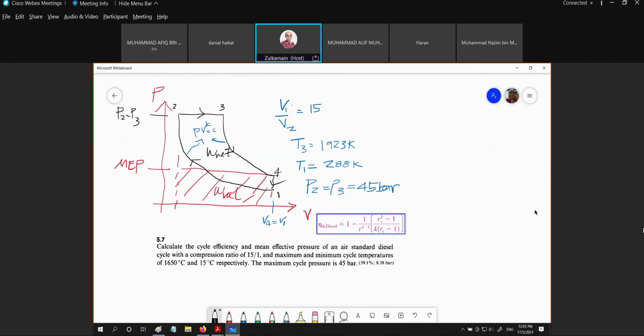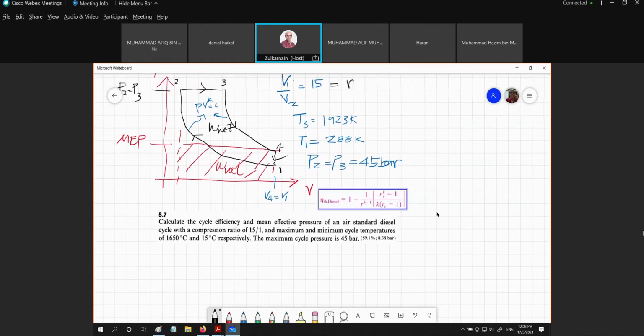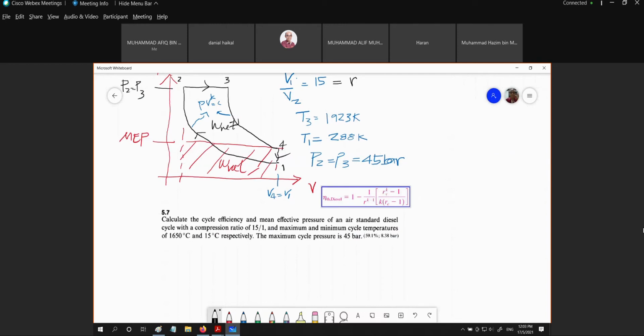So what is the R value? The R value is given as 15. Okay. What is RC? For RC, we need to get V3 over V2. The value of RC is equal to V3 over V2. And if we look at the process of 2 to 3, what do we have right here in terms of the ideal gas law for a given process?